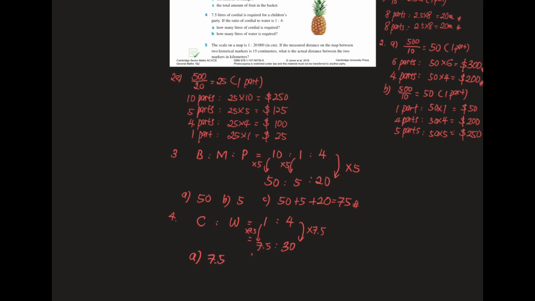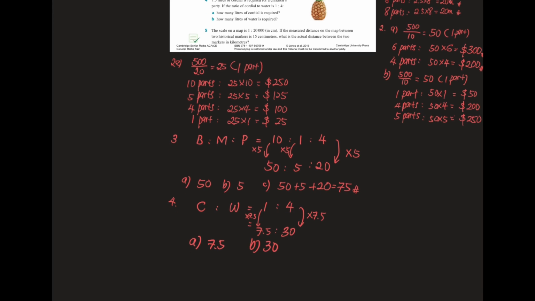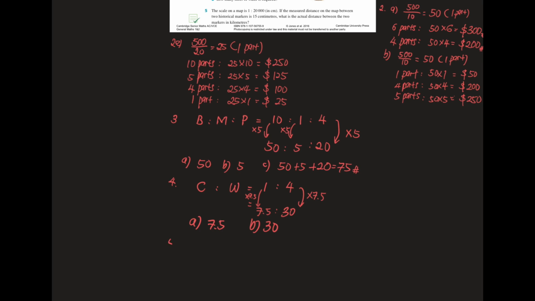So because of this, A will be 7.5, and then B will be 30. Okay, now we look at question 5.